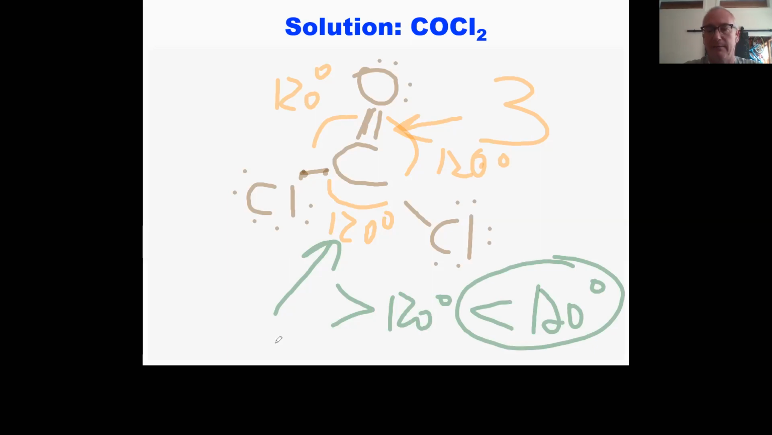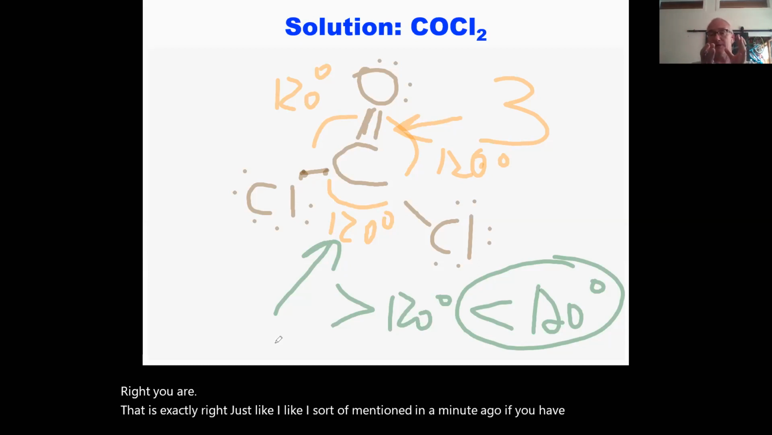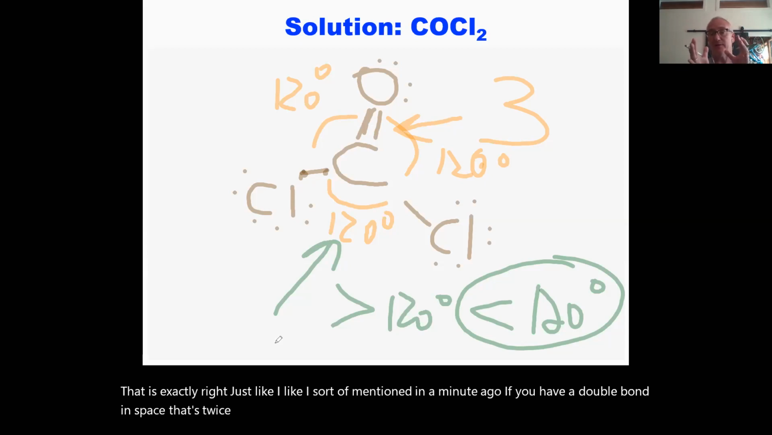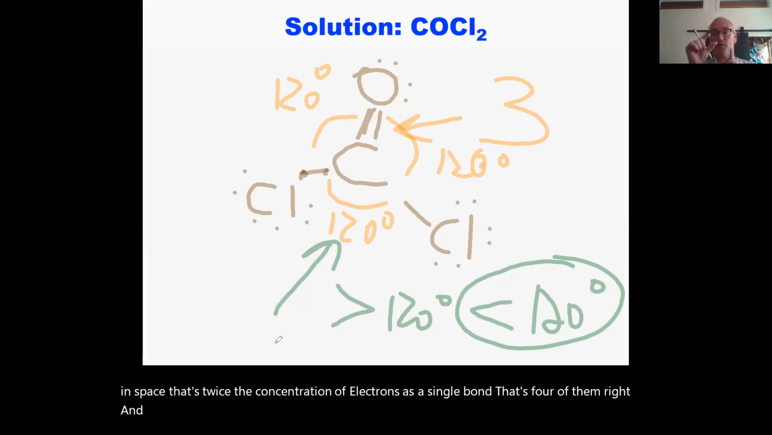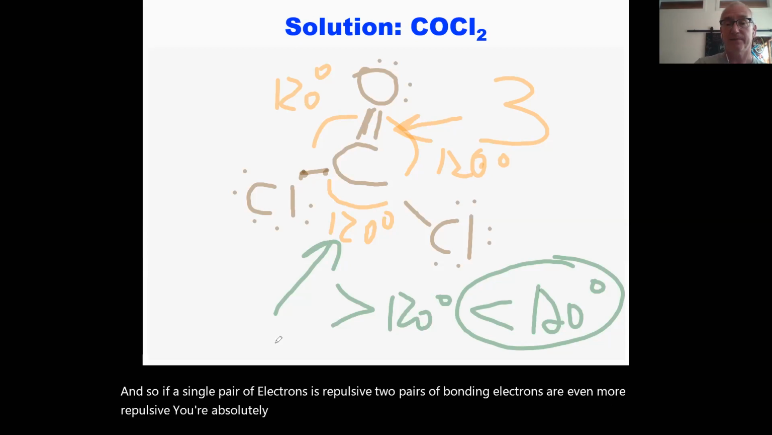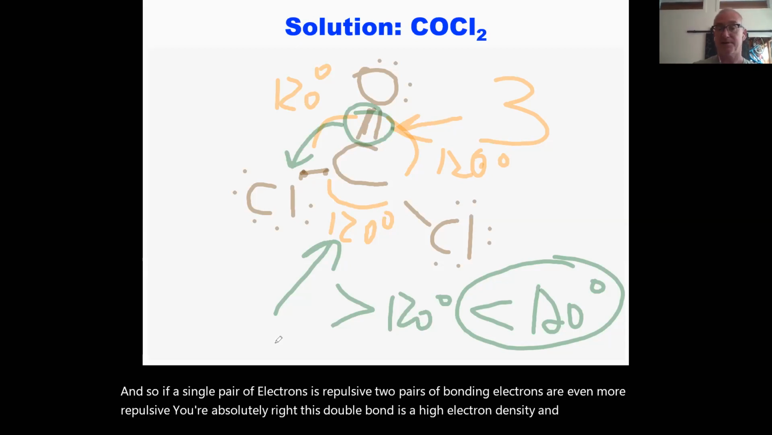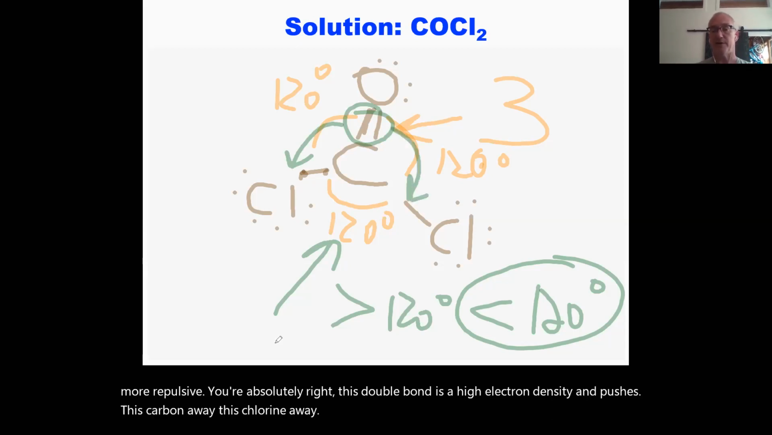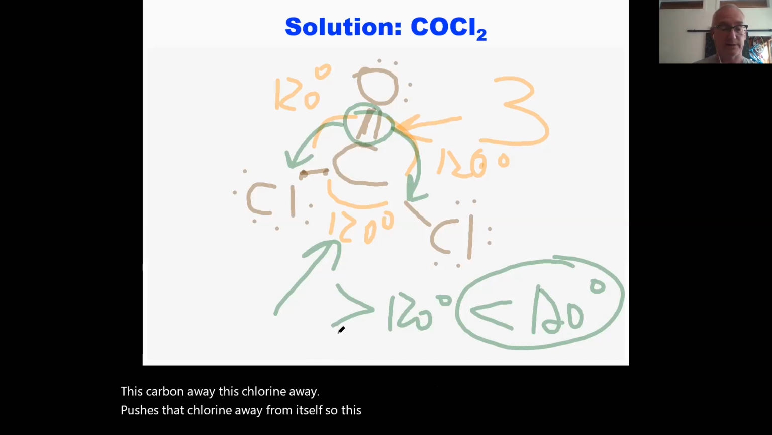You know how right you are? That is exactly right. It's like I sort of mentioned a minute ago. If you have a double bond in space, that's twice the concentration of electrons as a single bond. That's 4 of them, right? And so if a single pair of electrons is repulsive, 2 pairs of bonding electrons are even more repulsive. So you're absolutely right. This double bond is a high electron density and pushes this chlorine away, and pushes that chlorine away from itself. So this angle will be less than 120 degrees.